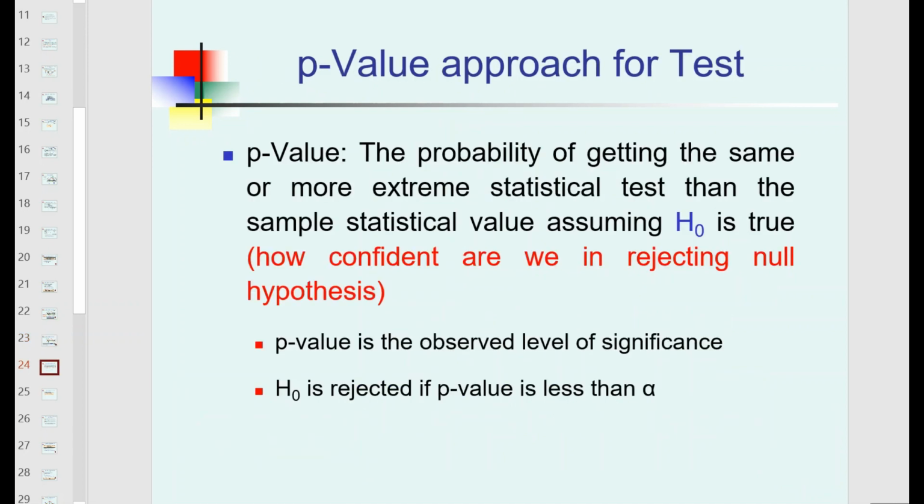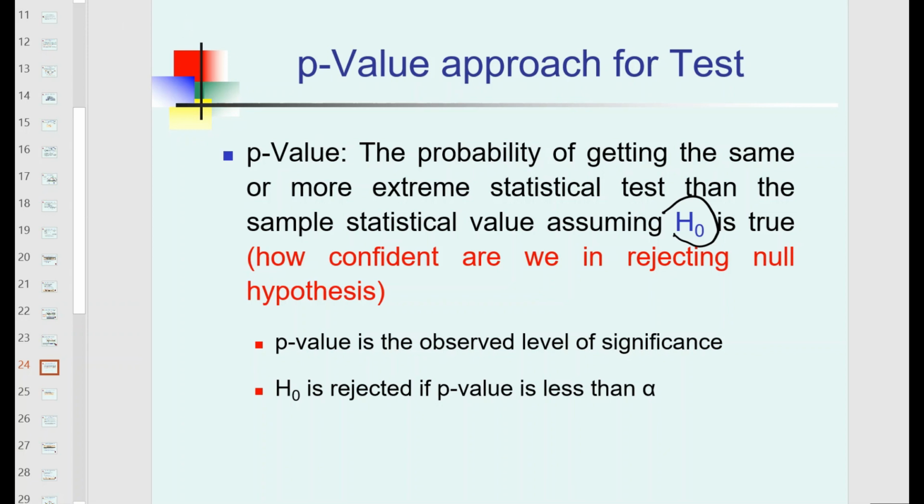Okay, next, p-value approach for tests. P-value is the probability of getting the same or more extreme statistical test than the sample statistical value, assuming your H null is true. So how confident are we in rejecting H null hypothesis? P-value is actually the observed level of significance. H null is rejected if p-value is less than alpha.